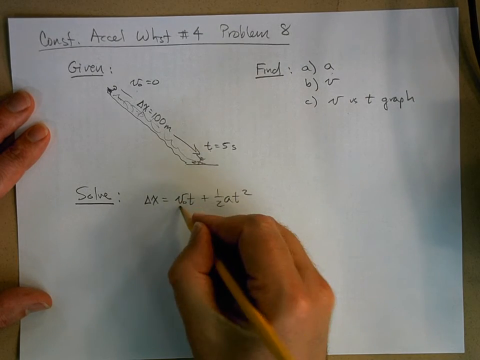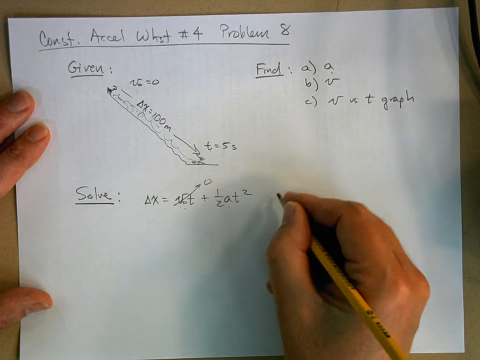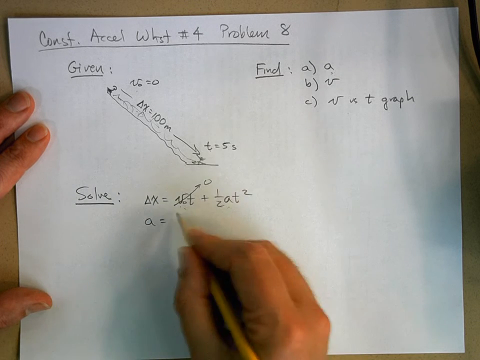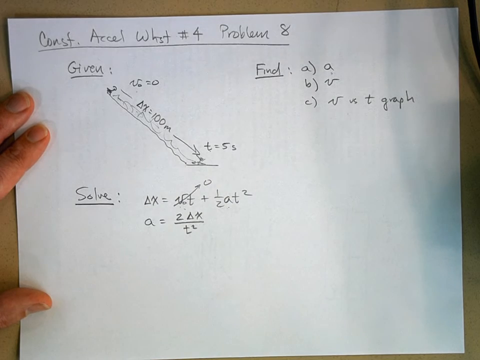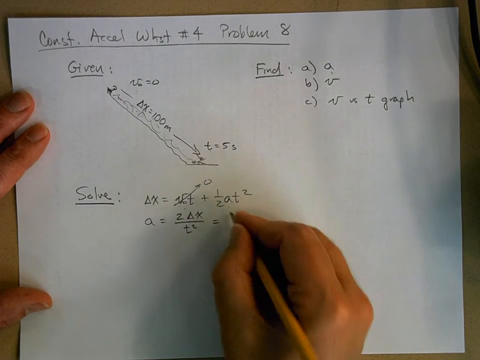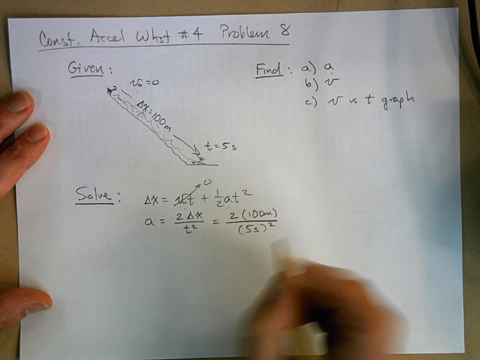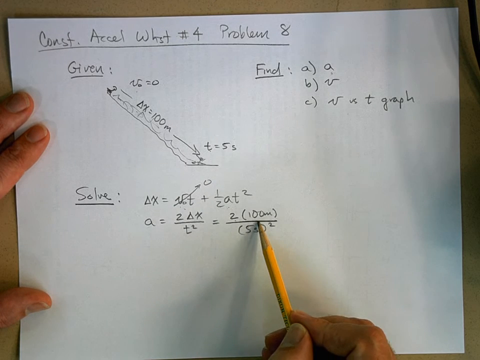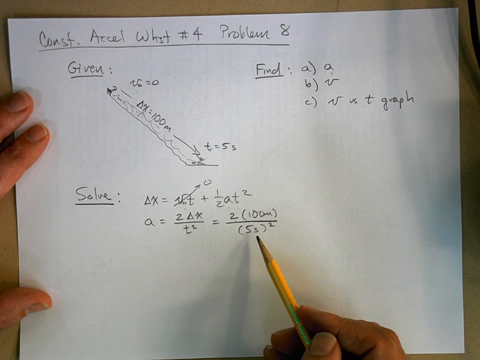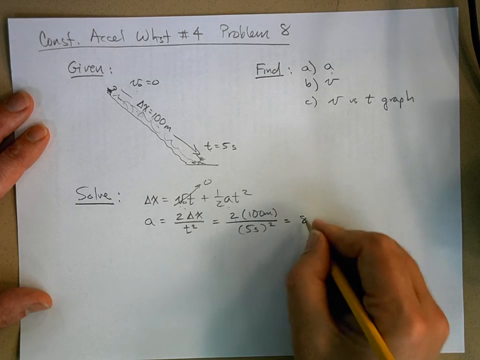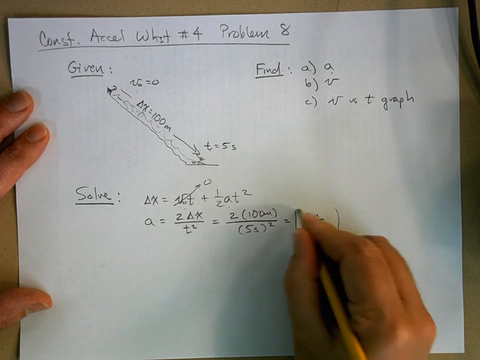Okay, so V naught is 0, so this term goes away. And what am I trying to find? A. So I'm going to solve for A. So A is going to be equal to, multiplying both sides by 2, 2 delta x over t squared. That's what the algebra gives me. Now I plug in my values. So I have 2 times 100 is 200. Now what is 5 squared? Okay, 25. So what is 200 divided by 25? 8. 8 what? Meters per second squared. See how the units work? That's my answer for part A.